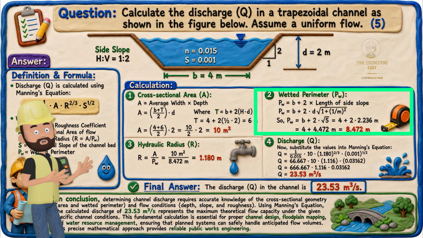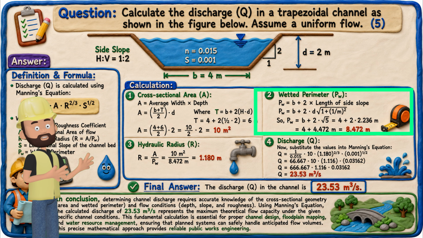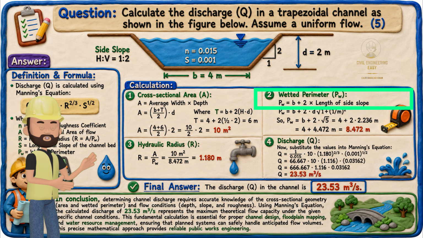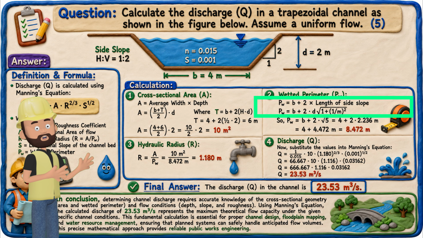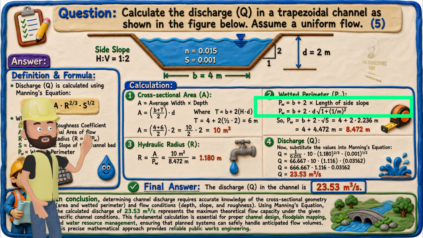Step 2. Wetted perimeter next. We calculate the wetted perimeter, PW. This equals the bottom width plus twice the length of the slope side. PW equals B plus 2 times D times the square root of 1 plus 1 over M squared.